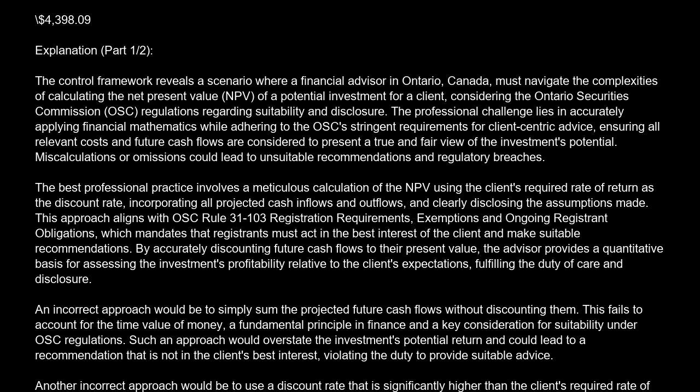$4,398.09. Explanation. The control framework reveals a scenario where a financial advisor in Ontario, Canada, must navigate the complexities of calculating the net present value, NPV, of a potential investment for a client, considering the Ontario Securities Commission OSC regulations regarding suitability and disclosure. The professional challenge lies in accurately applying financial mathematics while adhering to the OSC's stringent requirements for client-centric advice, ensuring all relevant costs and future cash flows are considered to present a true and fair view of the investment's potential. Miscalculations or omissions could lead to unsuitable recommendations and regulatory breaches.